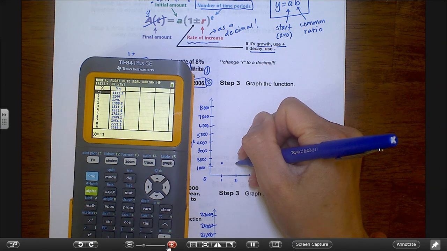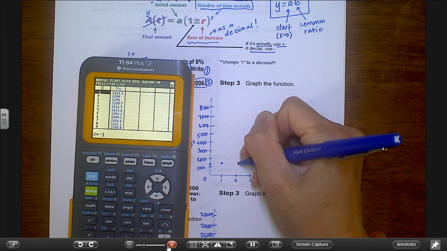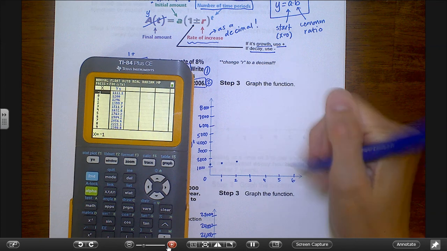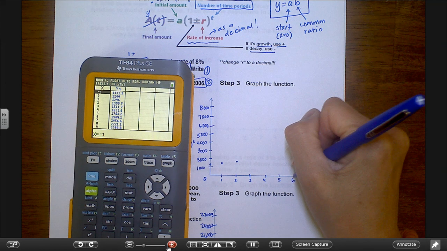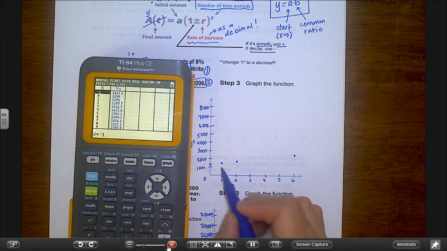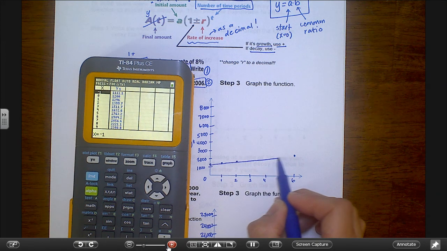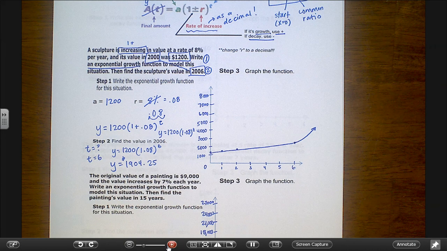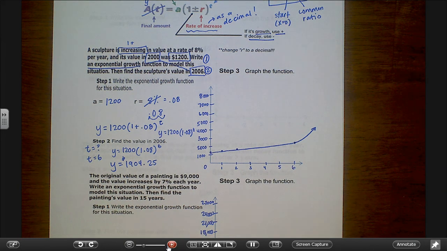At 2 years, I'm at 1,399. I'm still not really close to, let's see. It's not until, well, 6, I'm almost to 20. So really what I should have done is go a lot further out here, because right now it looks like it's a very slow growth. But it will start doing that. So that's really why we don't need to graph these that much, because it doesn't always make a lot of sense for the problem.